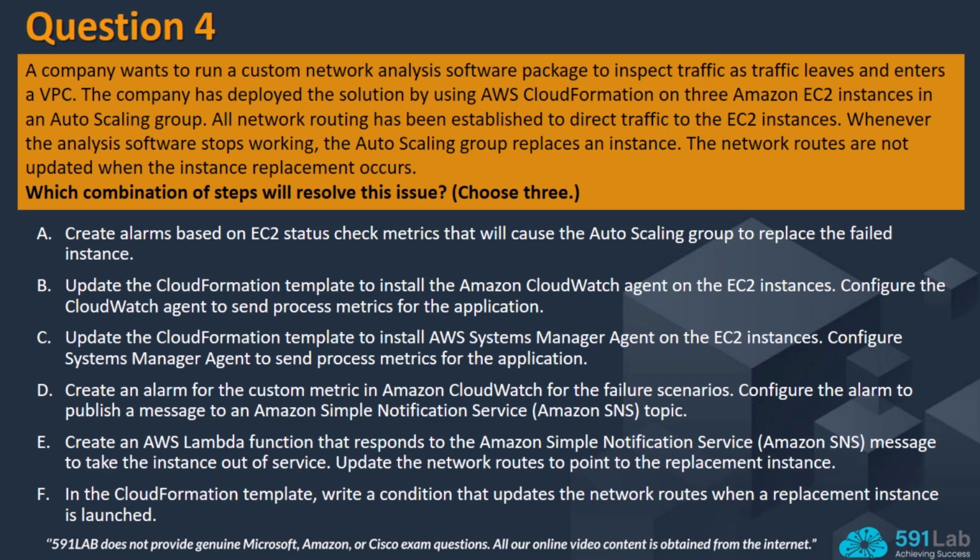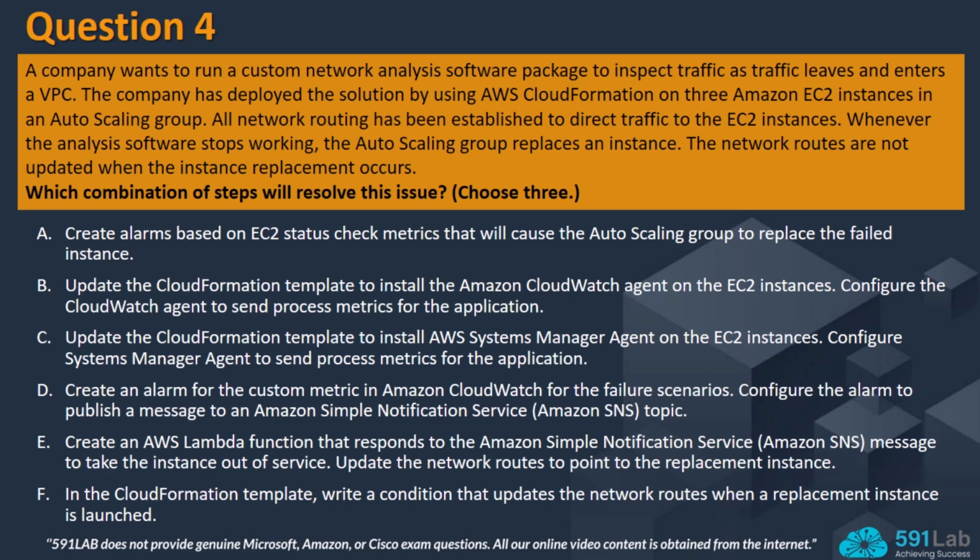Option E. Create an AWS Lambda function that responds to the Amazon Simple Notification Service message to take the instance out of service, update the network routes to point to the replacement instance. This option suggests using a Lambda function triggered by the SNS message to take the failed instance out of service and update the network routes to point to the replacement instance. This addresses the issue directly by automating the process of updating network routes.